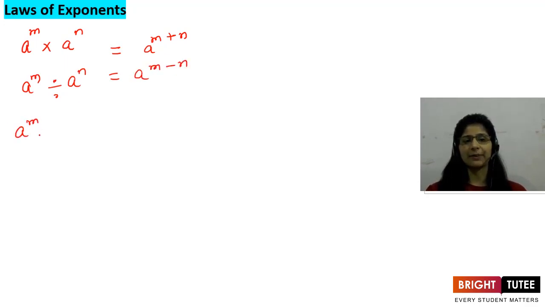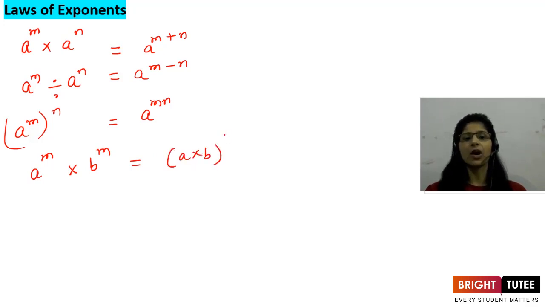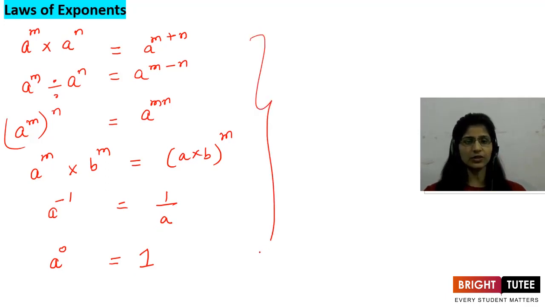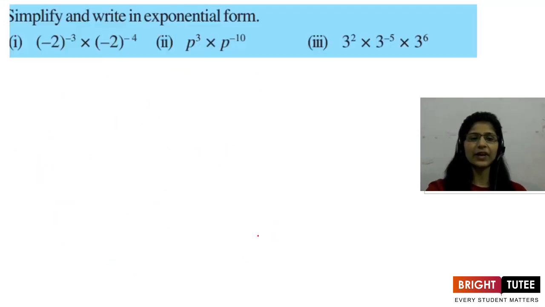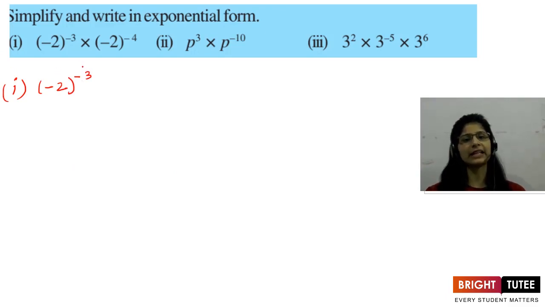If we have a to the power m whole power n, this can be written as a to the power mn. If we have a to the power m and b to the power m, we can write it as a multiplied by b whole power m. If we have a to the power minus 1, that is 1 upon a. If we have a to the power 0, anything raised to the power 0 will always give us the answer 1. So these are some of the basic laws that we have already done and we are familiar with them, right? So we are going to use these in our questions. Okay. Moving ahead, in the first part we have minus 2 to the power minus 3, we have to simplify and then write in the exponential form, and minus 2 to the power minus 4.